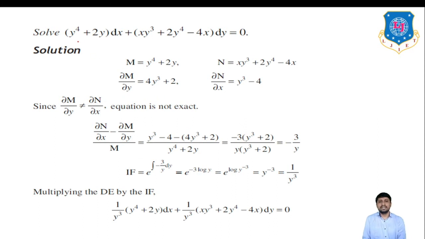So let's try an example: y raised to 4 plus 2y dx plus xy cube plus 2y raised to 4 minus 4x dy equal to 0.